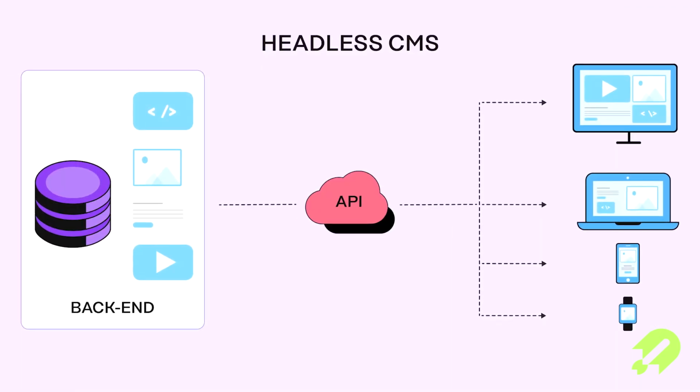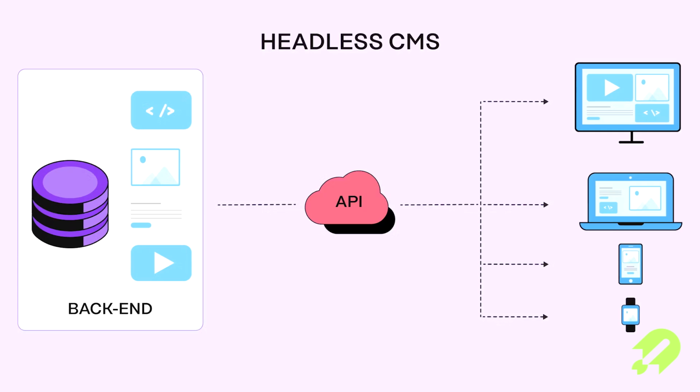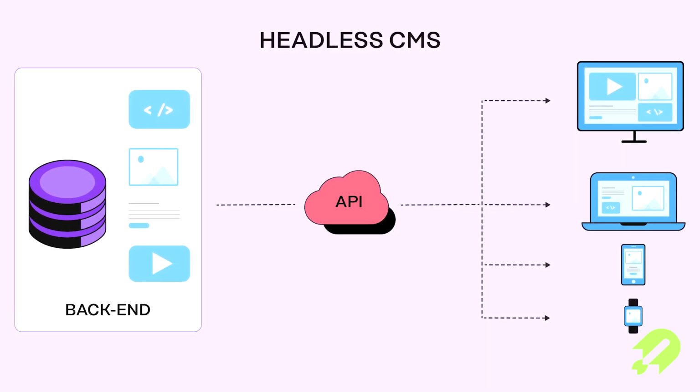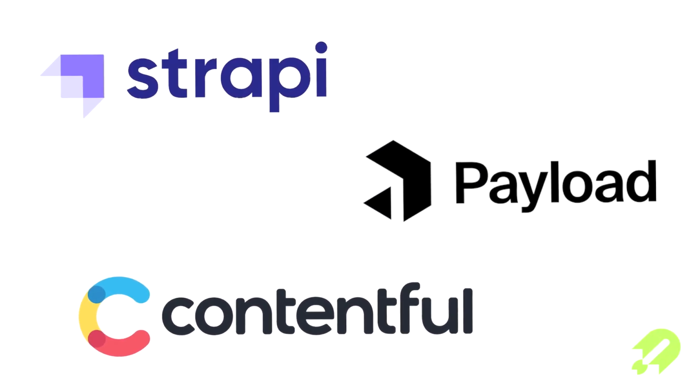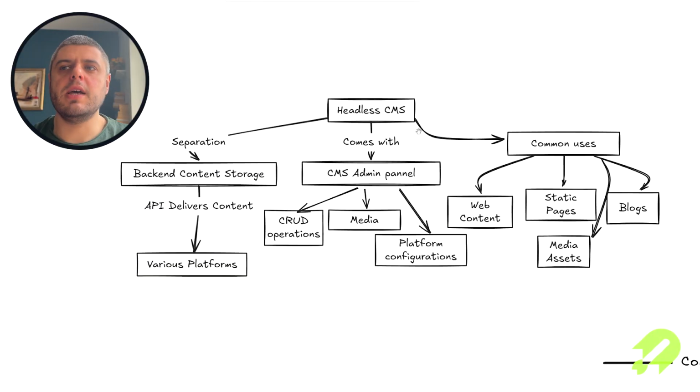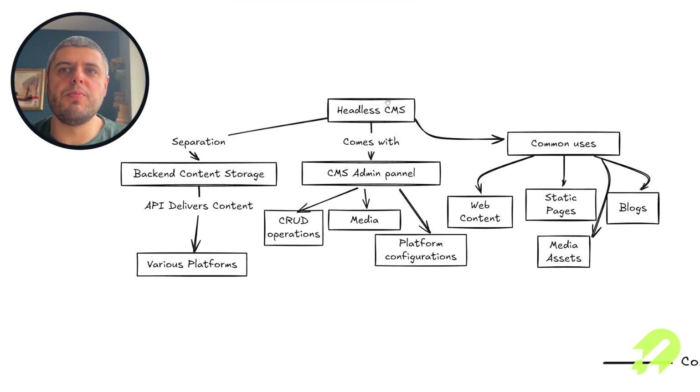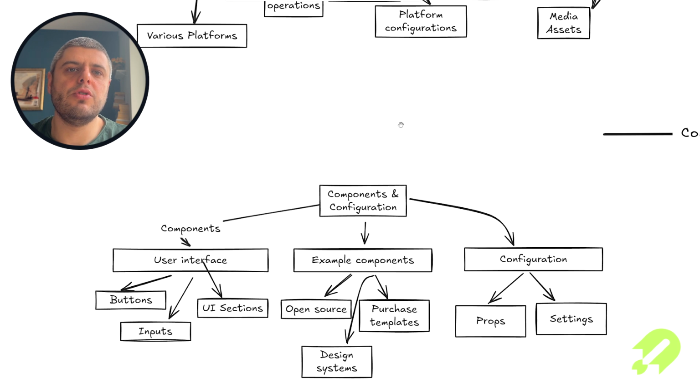So instead of managing your website content through traditional tightly coupled systems, Headless CMS allows you to store your content independently and deliver it anywhere via an API. There are a lot of Headless CMS tools on the market, like Strapi, Payload, Contentful, etc. Typically, as you can see, the Headless CMS is used to manage these use cases. But today, we're going to talk about how you can expand beyond these traditional uses and significantly streamline your SaaS product development.